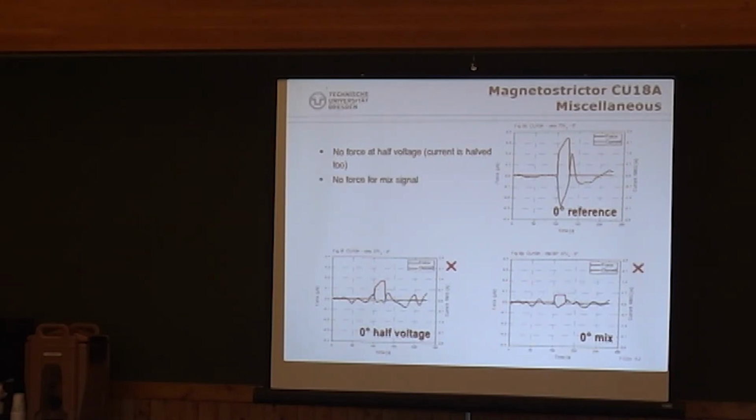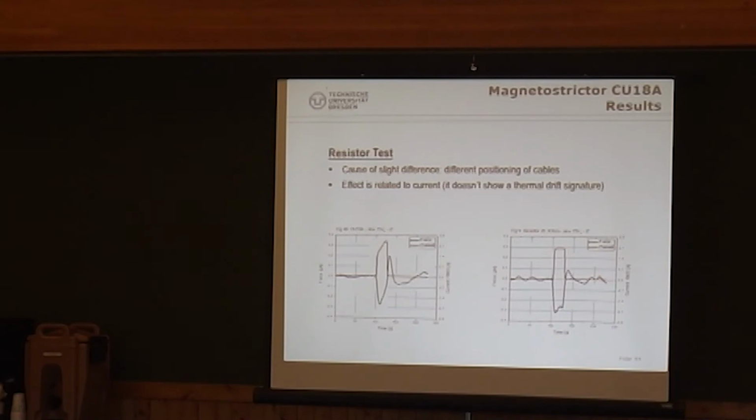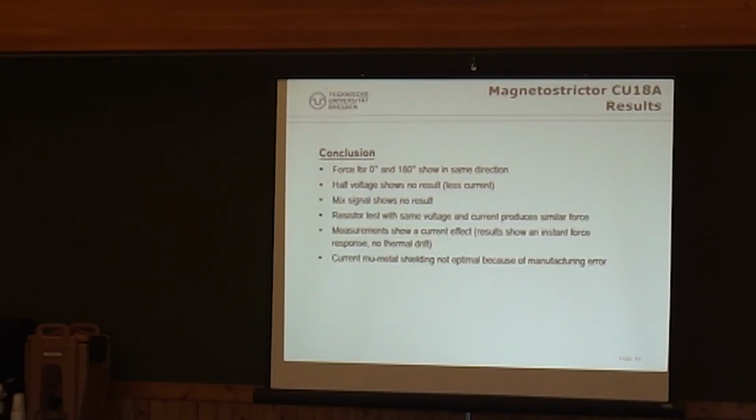So what we think happened here is it's just a current effect basically. So what we did is we used a bunch of resistors to get basically an impedance where we could use the same voltage and get the same current. So we put it on the balance and we basically see the same result. So the thing you see here is just a current measurement, so no force there. Basically the conclusion.